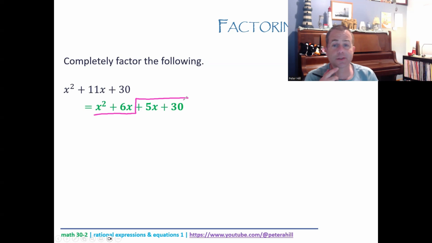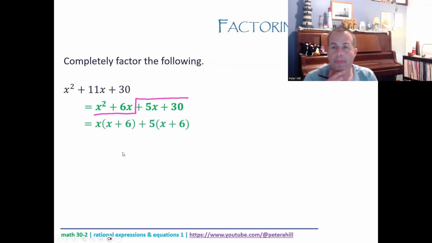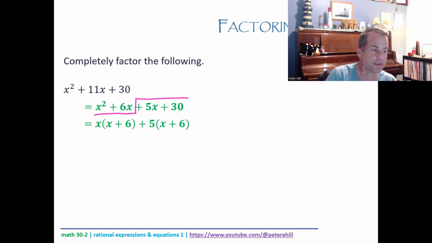What can I take out of an x squared and a 6x? I can take out an x. What can I take out of a 5x and a 30? I can take out a 5. Okay, in both of those conversations, I'm going to be left with x plus 6 in the brackets, which is awesome because that means x plus 6 is a common factor. Pull that to the front, and then I'll be left with x plus 6 times x plus 5.